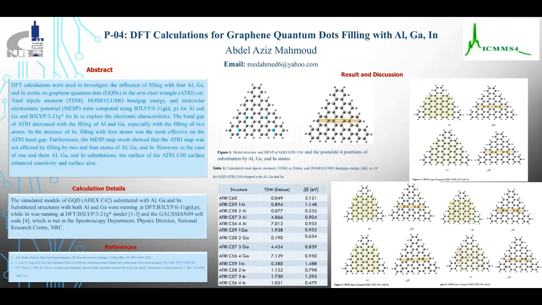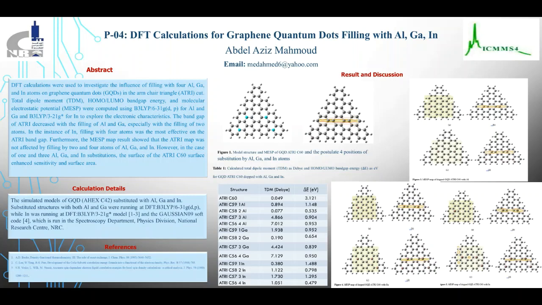According to the calculations, the band gap result indicated that the armchair triangle graphene quantum dot band gap decreased with the filling of aluminum and gallium, especially with the filling of 2 atoms. Also, in the instance of indium, filling with 4 atoms was the most effective on the armchair triangle graphene quantum dot band gap.